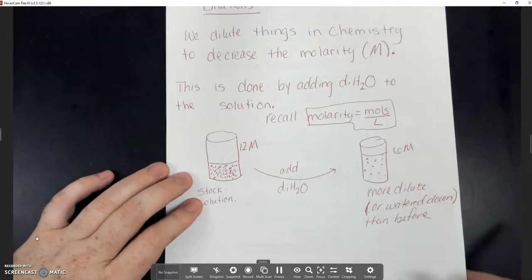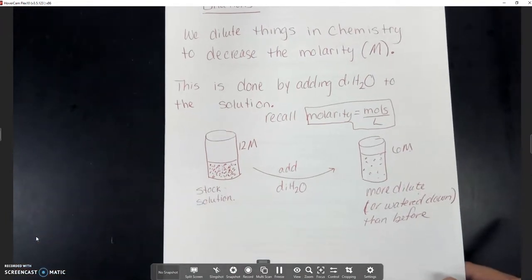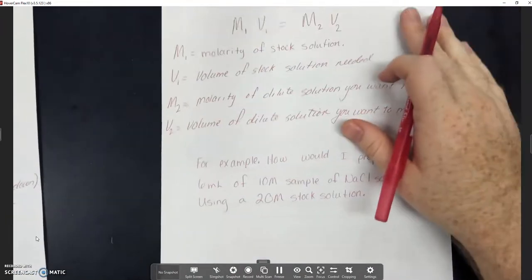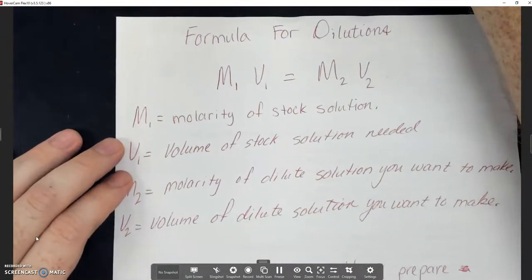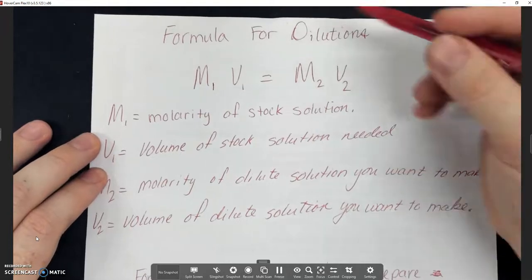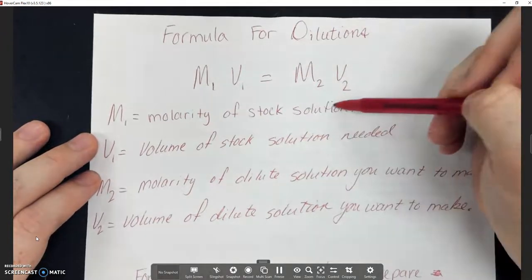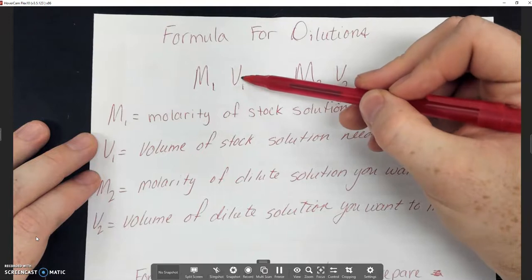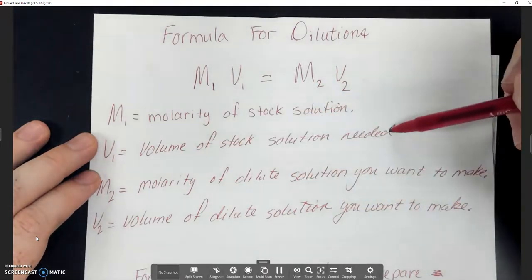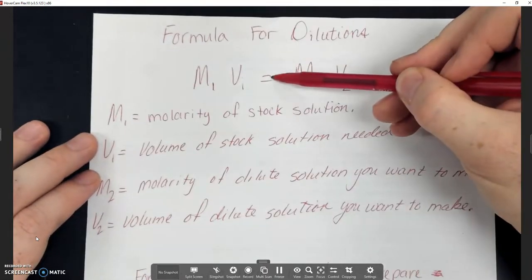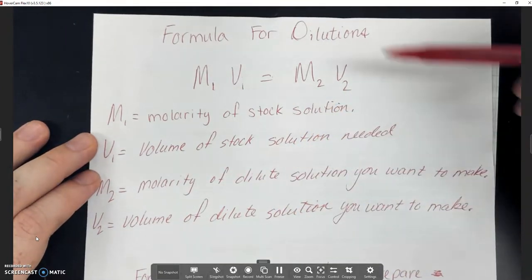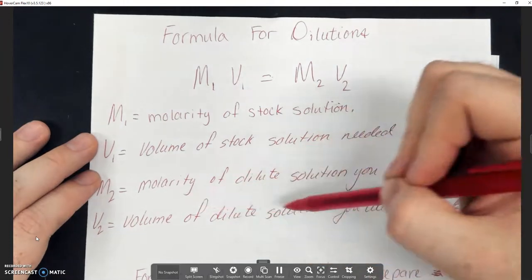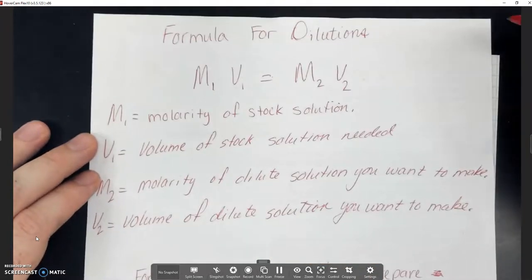So how do we actually calculate dilutions in chemistry? It's actually a very simple formula. It's M1V1 is equal to M2V2, or the molarity of your stock solution multiplied by the volume of your stock solution needed is equal to the molarity of the dilute solution that you want to make times the volume of the dilute solution that you want to make.